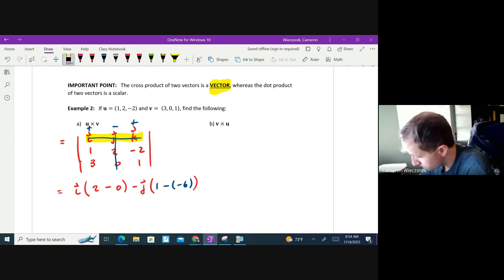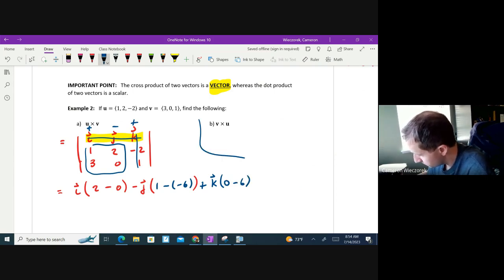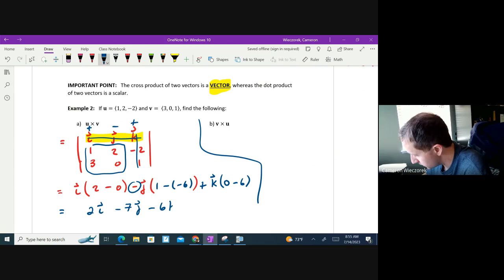And now we're going to cross off first row, third column. And so we're left with plus k times this little submatrix right here. So we're going to have 0 times 1 is 0, minus 3 times 2 is 6. And so we end up with 2i, minus 1 minus negative 6 would be 7. And because we have a minus in front, we get minus 7j. And then we get 0 minus 6 would be minus 6k.